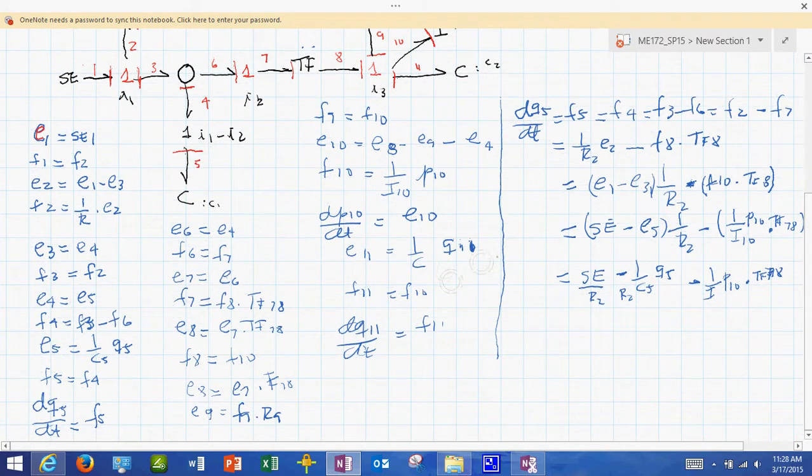And we need the other one. The other ones are going to be much easier. dP sub 10 dt is equal to E sub 10, and E10 is E5 minus E sub 4 minus E sub 9. And then E5 is equal to what? 1 over C5 Q sub 5. E4 is, told you, the same thing.